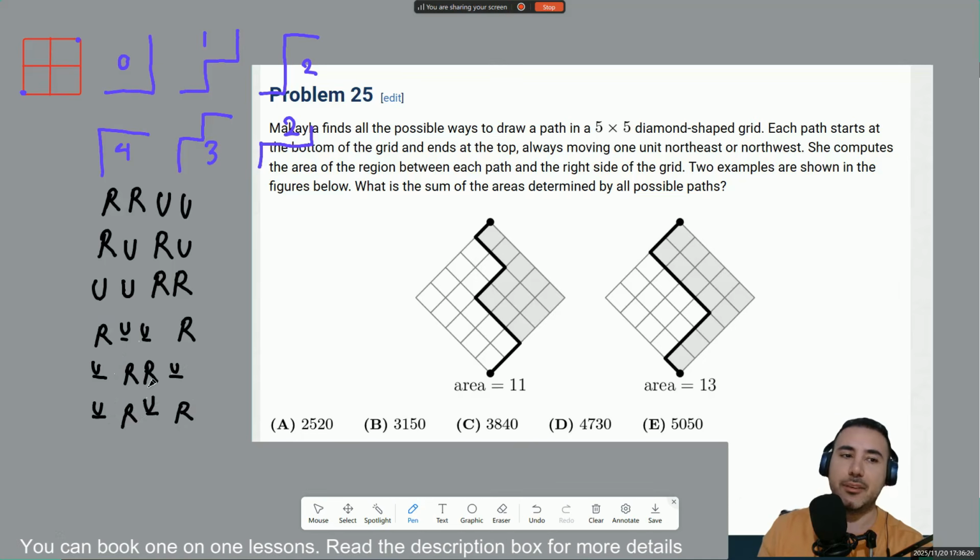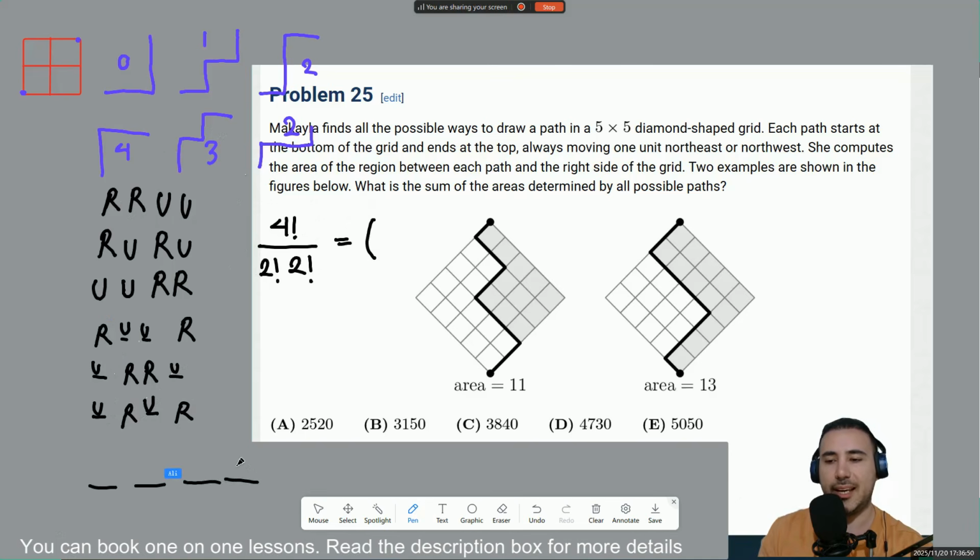So is there a fast version of doing this? Yes, two ways. You could say I have 4 letters, 4 factorial, then I have 2 R's, 2 factorial, and 2 U's, 2 factorial. Or, if you know combinations, you could think of it this way: I have 4 spots and I need 2 R's, maybe here and here. So I just need to choose 2 of these spots for my R's. That is going to be 4 choose 2.